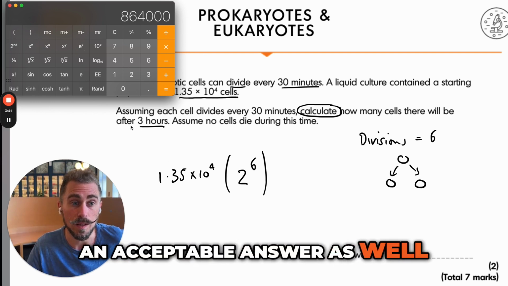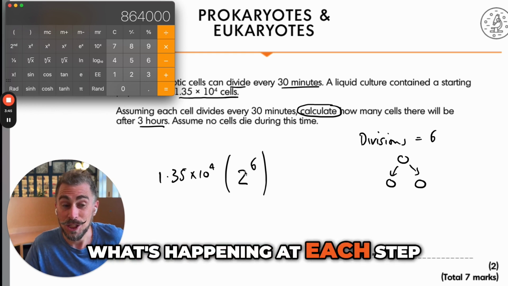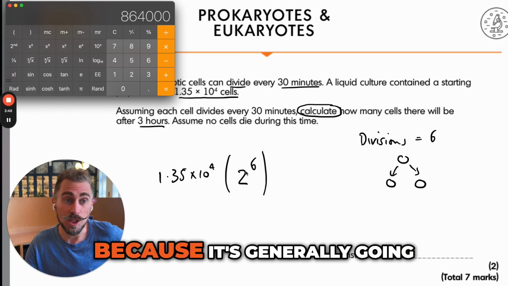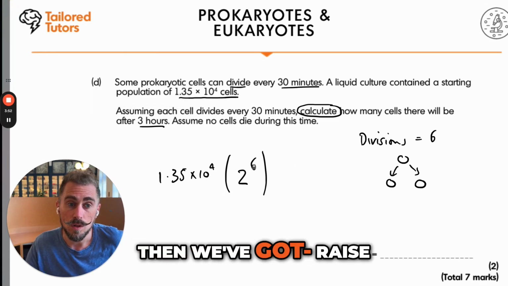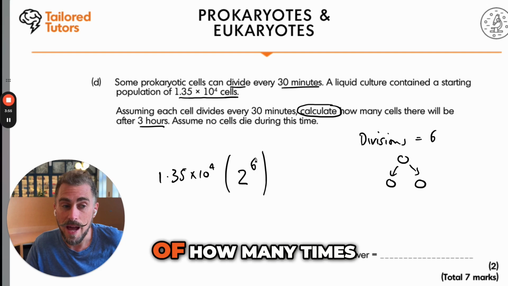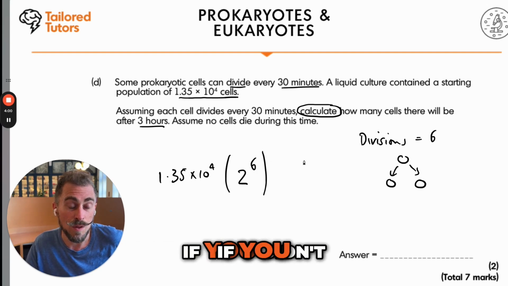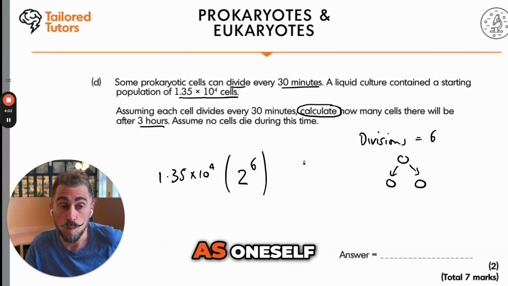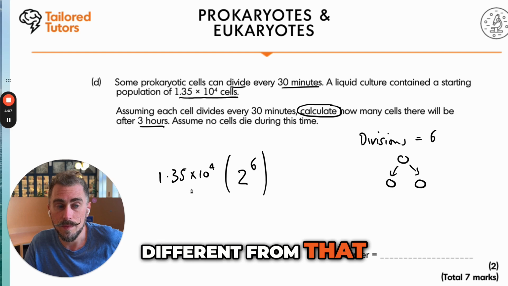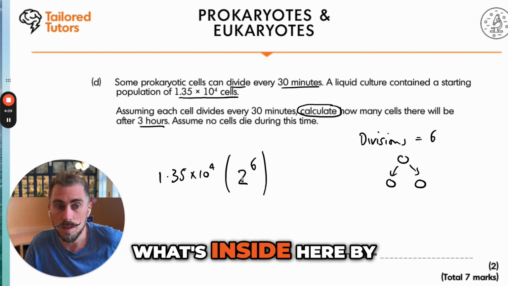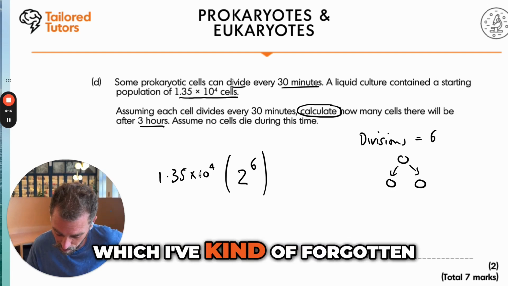So the basic principle is what's happening at each step, which is generally going to be a doubling because it's generally going to be talking about divisions. Then you raise that to the power of how many times that action happens. And if you start with a population that started as 1 cell, then that's your answer. And if you had a population that was different from that, then you just multiply what's inside here by the starting population, and you get your answer.